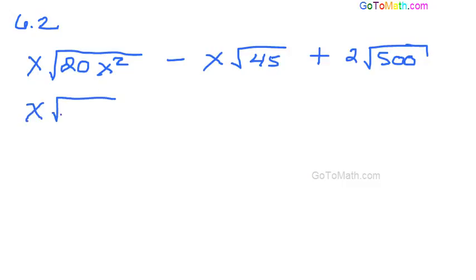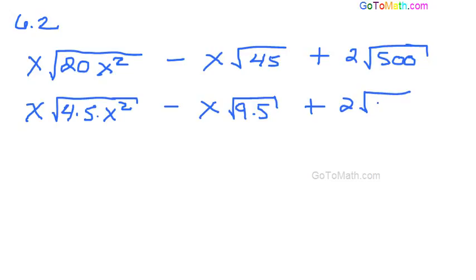Let's take a look at this 20. We know 20 is 4 times 5, of course, and 4 is a square. And what do we got here? 45 is 9 times 5, so we'll write that as 9 times 5. Plus, and then 100 times 5. And we know that 100 is a square number.